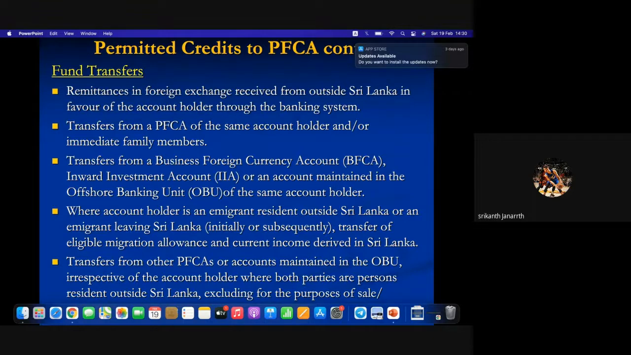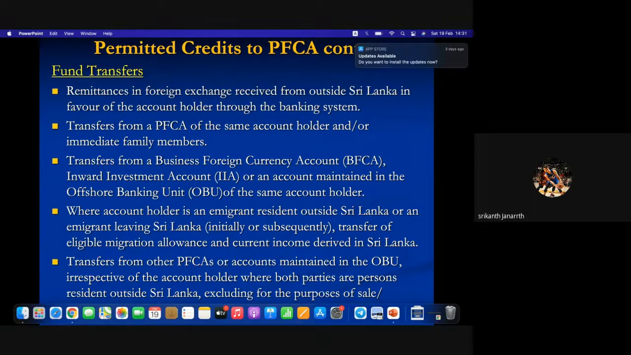Then the third one, transfer from a business foreign currency account or inward investment account or account maintained in the offshore of the same account holder. What do you mean by that? I'll take my own example so I can explain it to you. Say I have a PFC account at Commercial Bank, right? Now I have a business foreign currency account at HNB. You can ask the question, can an individual maintain both accounts? Yes, he can. In what instance is it possible? I can open a PFCA, there is nothing to prove I am a resident, there's no problem. For me to open a BFCA, I have to provide services. I have to show the bank I am earning foreign exchange.